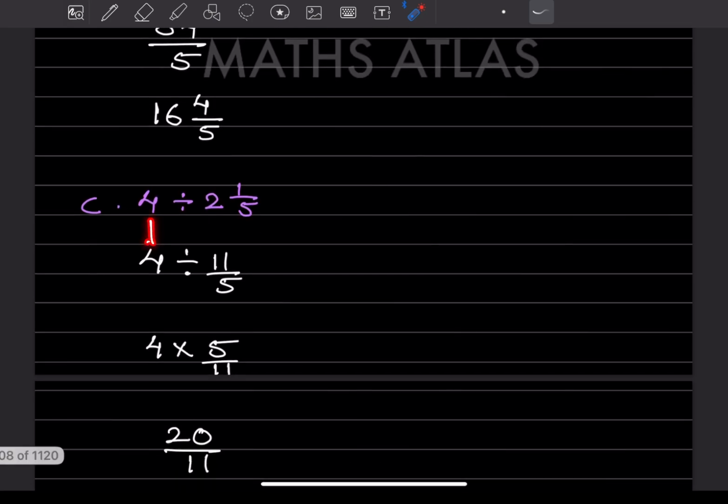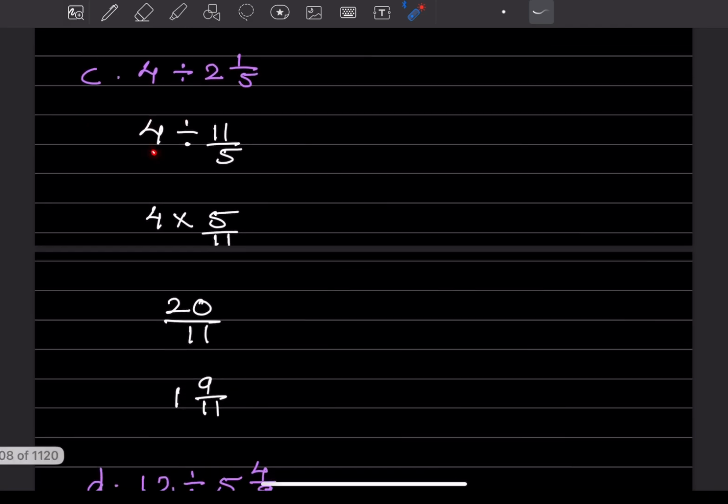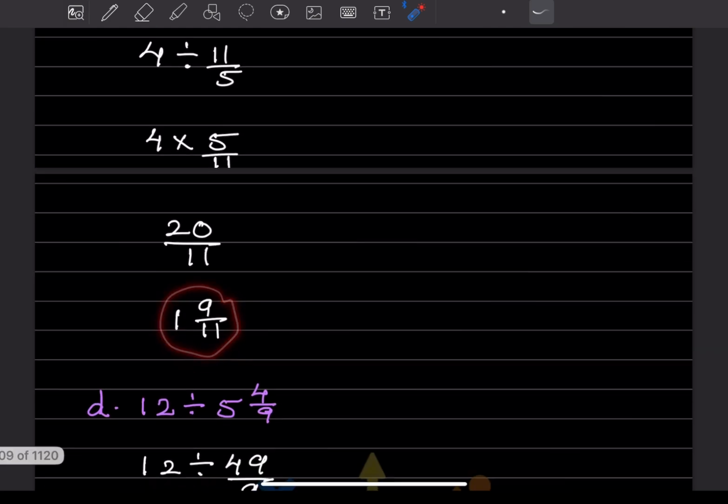Here, first thing, because this is a mixed one, we'll make it improper. In the next stage, we will change the sign. So this gets flipped over because we are changing the sign here. So that will be 5 by 11. So that will be 20 by 11. This is improper, so you will make it mixed. That will be 1 integer 9 by 11.